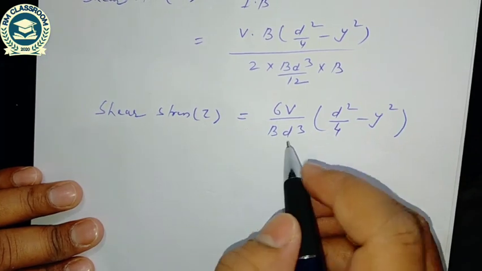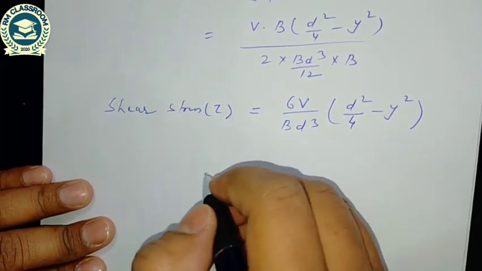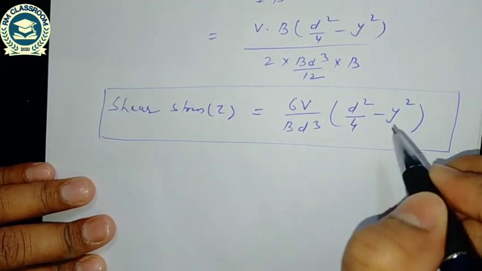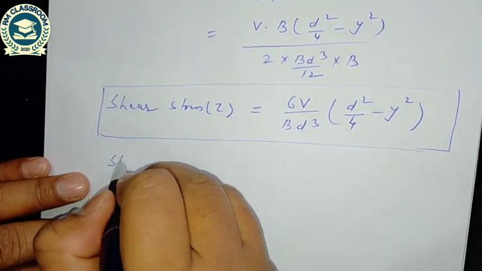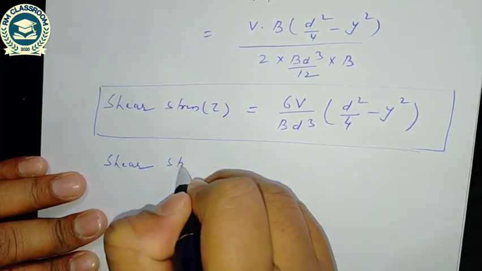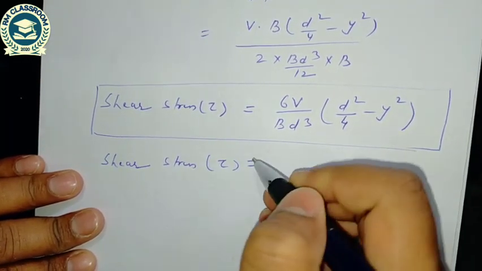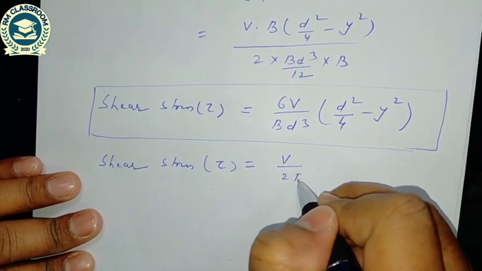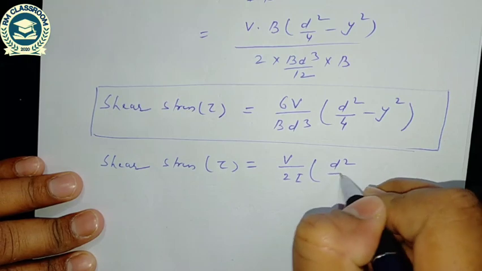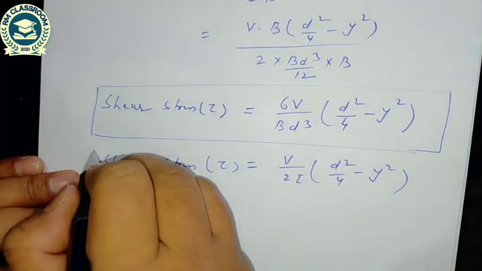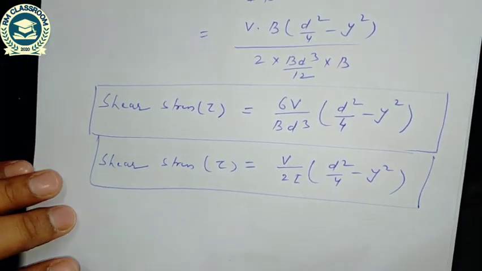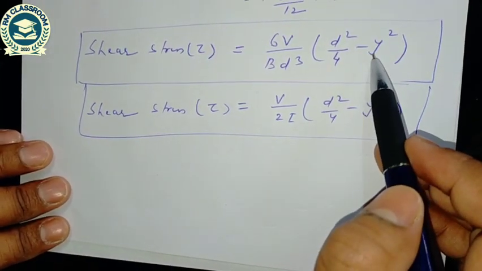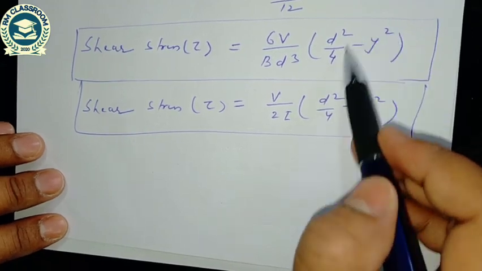or we can write it in terms of moment of inertia. So shear stress tau is V upon 2I into d square by 4 minus y square. So we have seen the distribution of shear stress is parabolic because this is a second-degree equation.